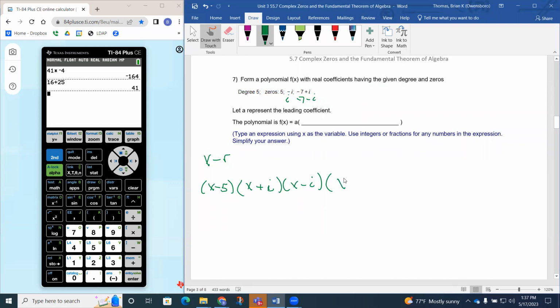Then you're going to have x minus, again, this negative 7 plus i. And we're going to have x minus this negative 7 minus i. So we have this x minus 5. We have this x plus i.